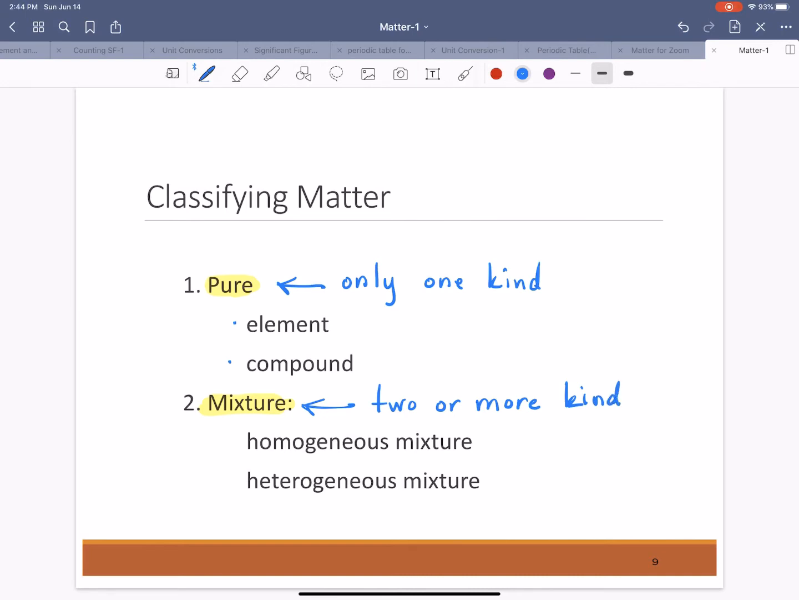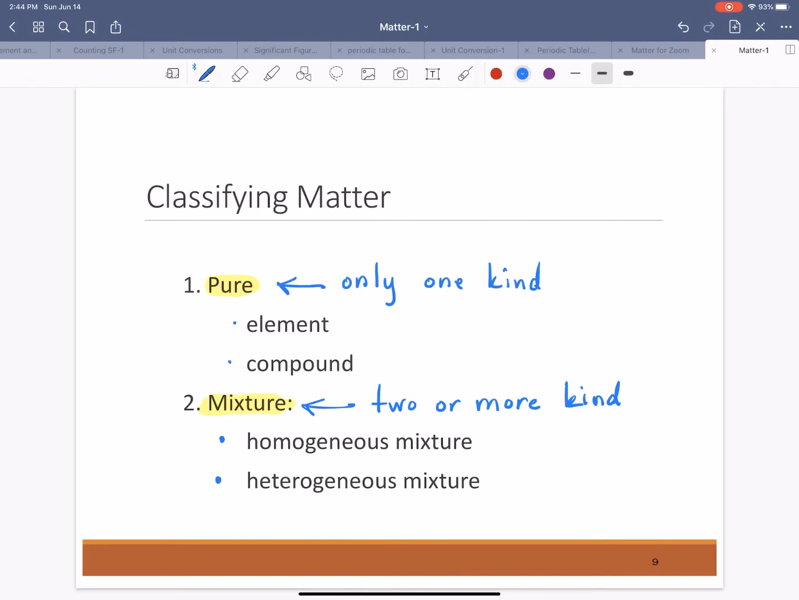And so we can have a mixture where things are well mixed and about the same size. We call that a homogeneous mixture. In chemistry, that's very important. Solutions are homogeneous mixtures. But more often, the mixture is not well mixed because things are different in size or different in density, and then we get a heterogeneous mixture.